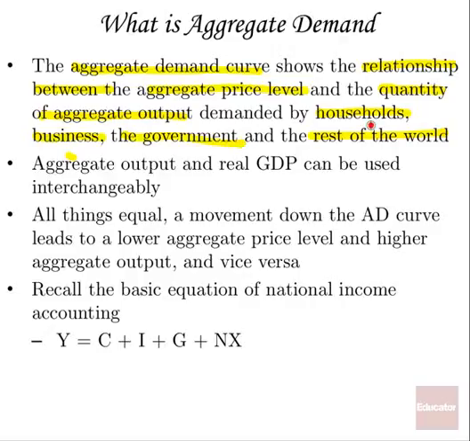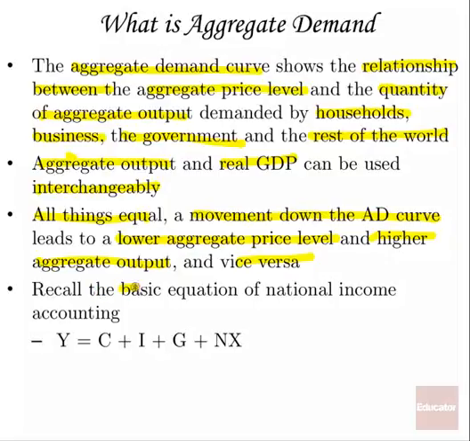So it's going to be summed up in a nice little equation that we should be familiar with at this point. Aggregate output and real GDP can be used interchangeably. So when you say aggregate output or real GDP, you're in essence referring to the same concept: all the goods and services that are produced from a real standpoint. And all things equal, a movement down the AD curve leads to a lower aggregate price level and higher aggregate output, and a higher aggregate price level will lead to a lower aggregate output.